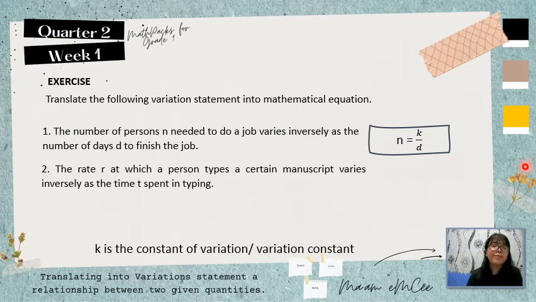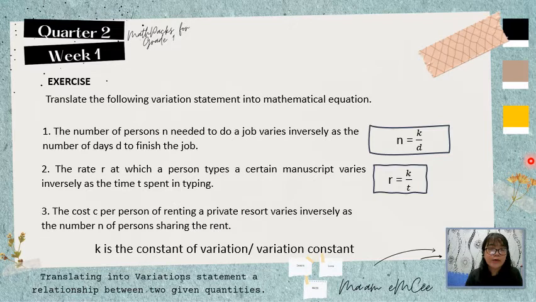Now, next, we have the rate r at which a person types a certain manuscript varies inversely as the time t spent in typing. So we have our first variable r on the left side, our constant on the right side in the numerator, and our second variable, which is t, in the denominator on the right side. So we will have our second equation to be r is equal to k over t.